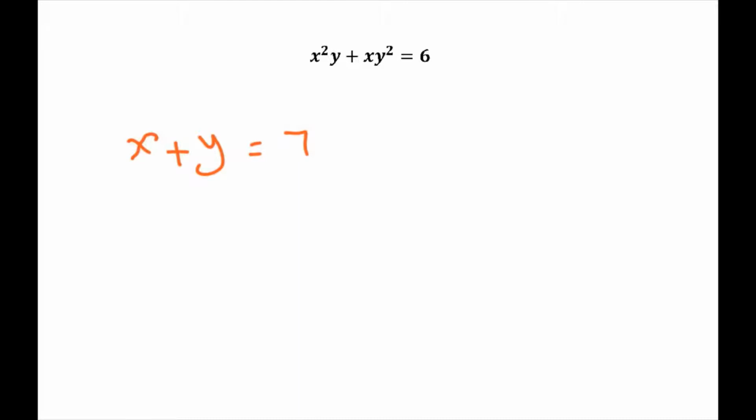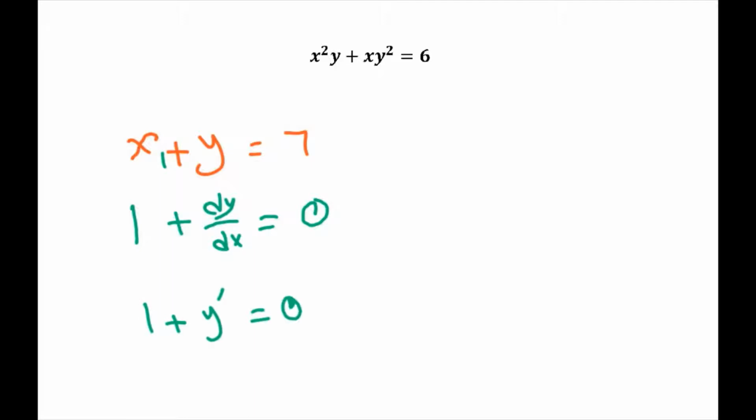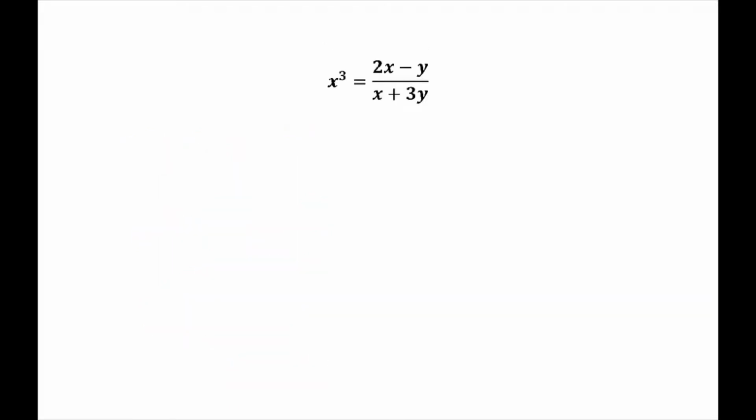Okay? Also, let's say you have a function like, for example, x plus y equals 7. The derivative of x with respect to x is 1. The derivative of 7 is 0. What about the derivative of y? It is dy over dx. Or you can say 1 plus y prime equals 0. And then you move the 1, y prime equals negative 1.